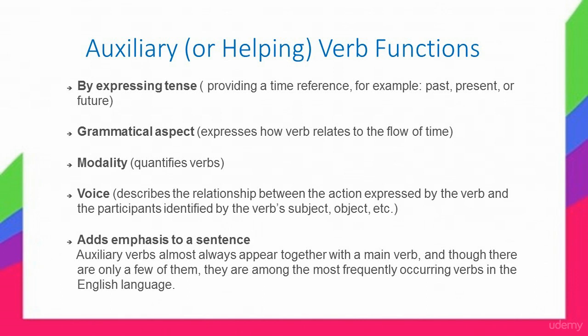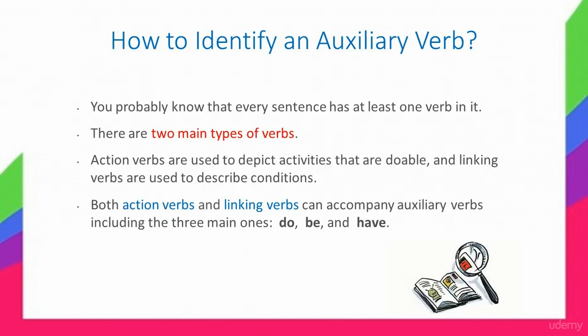Auxiliary verbs almost always appear with a main verb, and although there are only a few of them, they are among the most frequently occurring verbs in the English language. How to identify an auxiliary verb? You probably know that every sentence has at least one verb in it. There are two main types of verbs. Action verbs are used to depict actions that are doable, and linking verbs are used to describe conditions. Both action verbs and linking verbs can accompany auxiliary verbs, including the three main ones: do, be, and have.